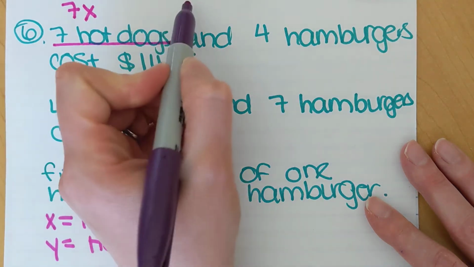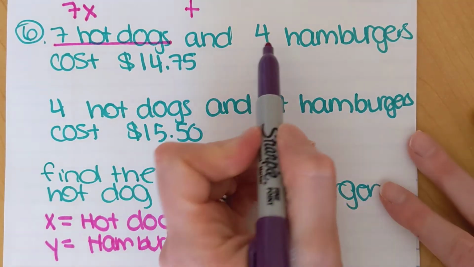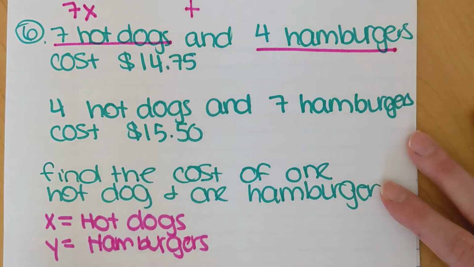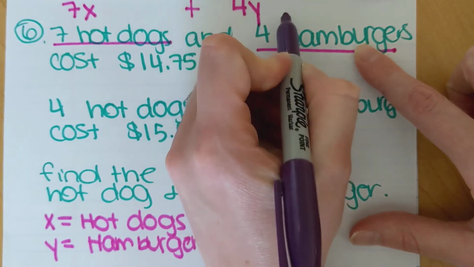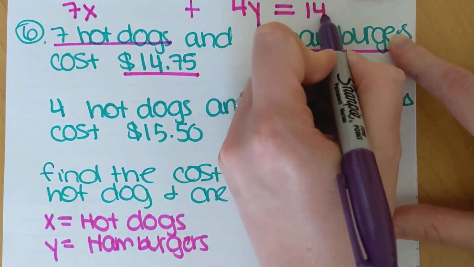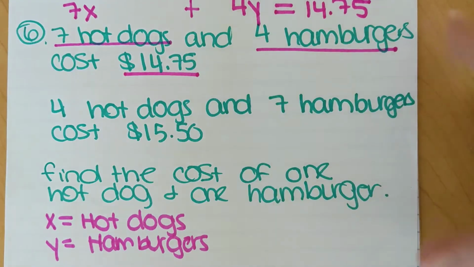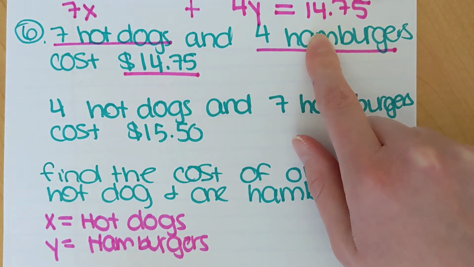When you have "and," you change that into addition. So 7X plus the 4 hamburgers, and hamburgers we're representing as Y. So plus 4Y equals the cost of $14.75. So that's going to be my first equation: 7X plus 4Y equals $14.75.